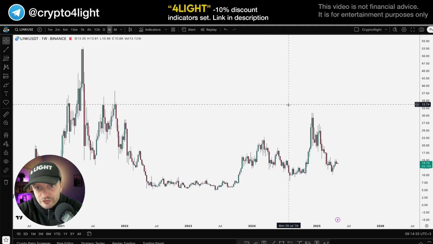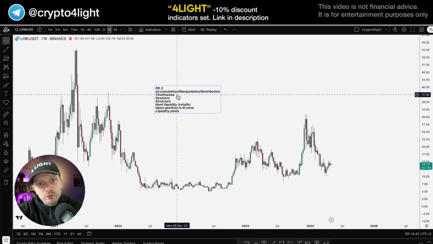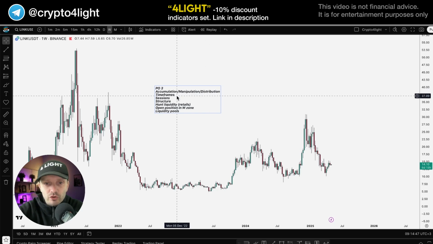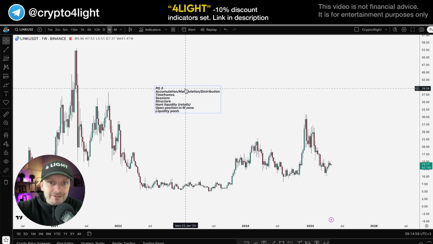And on LINK, I want to show you the examples. Power of three: accumulation, manipulation, distribution. We need to pay attention to the time frame. If you work on some time frame, you always have to work with the higher time frame first. So we move from monthly, weekly, daily, 12 hour, 4 hour, 1 hour, 15 minute, 5 minute time frame, from high to low. First of all, we pay attention to the time frame.